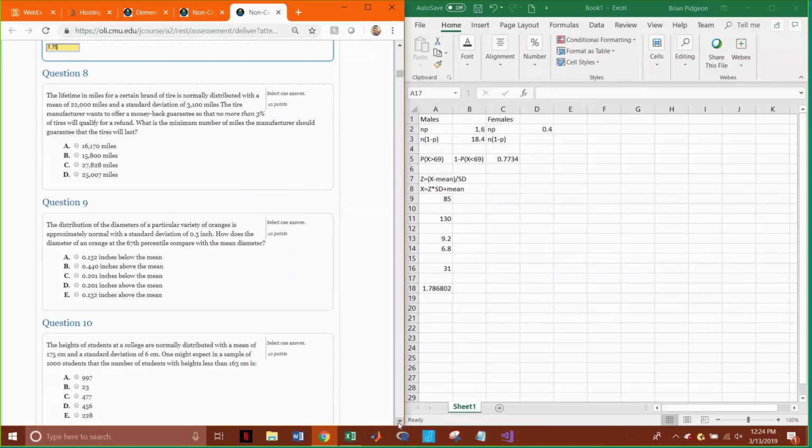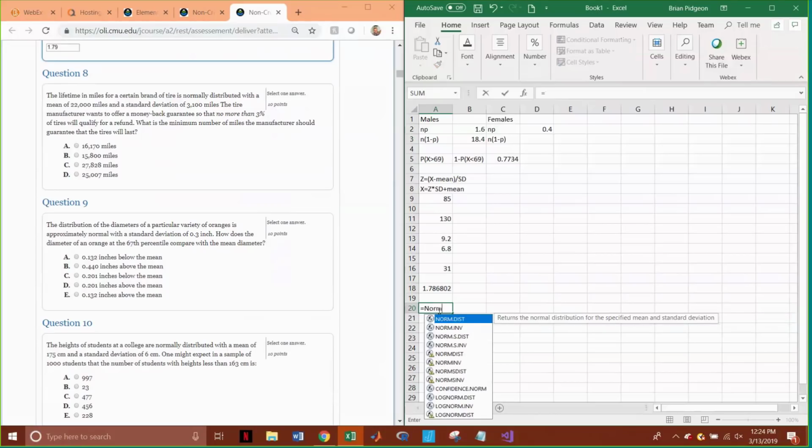The lifetime in miles for a certain brand of tire is normally distributed with a mean of 22,000 miles and a standard deviation of 3,100 miles. The tire manufacturer wants to offer a money-back guarantee so that no more than 3% of tires will qualify for a refund. What is the minimum number of miles that they should guarantee the tires will last? So, no more than 3% means less than or equal to 3%. So, that's already perfect. That probability is less than or equal to something. So, 0.03 is our probability.